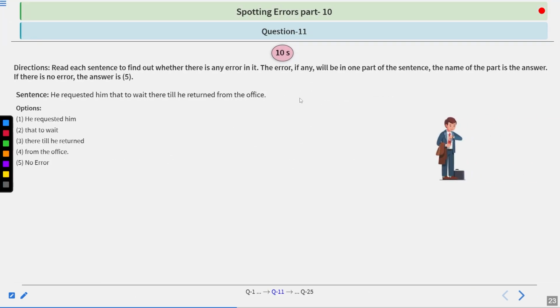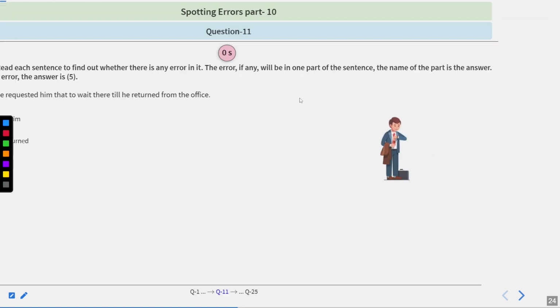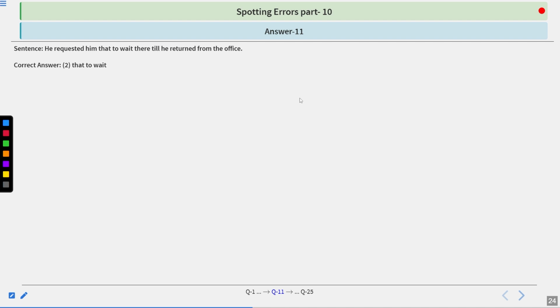The sentence says he requested him that to wait there till he returned from the office. Options are given below. You have 10 seconds to spot the error. I hope you've answered. Let's look at the correct answer. The correct answer is that to wait. Option number 2. Let's look at the explanation.